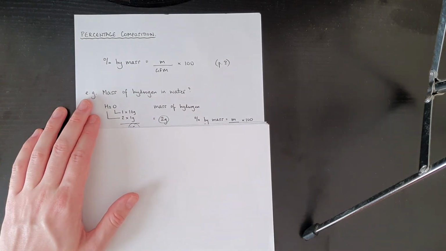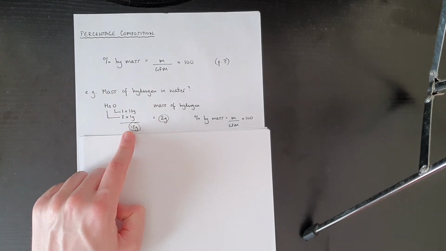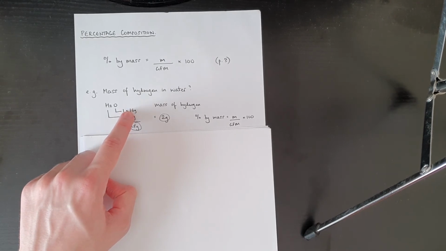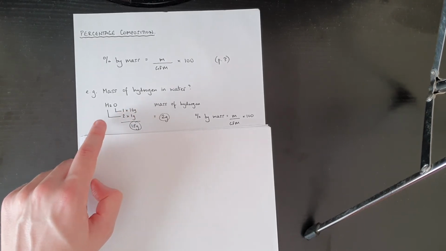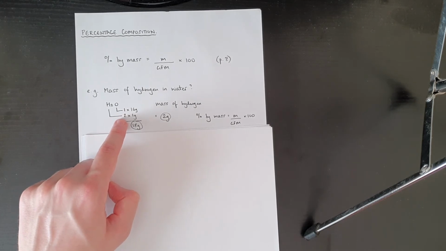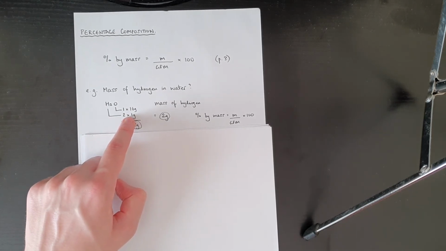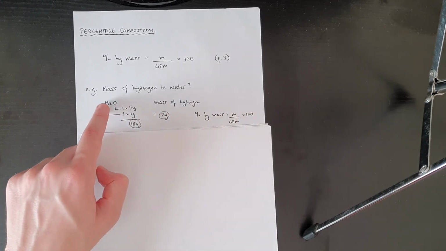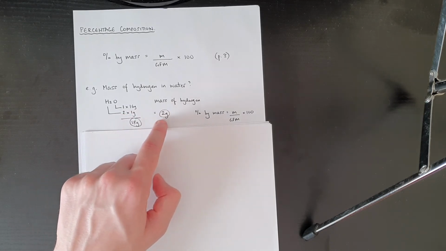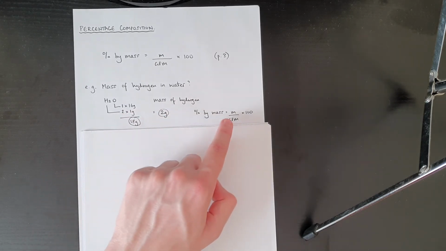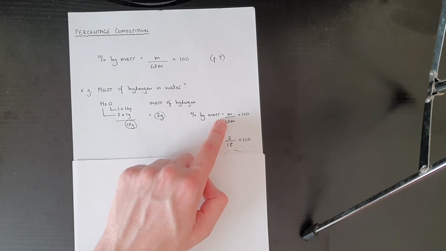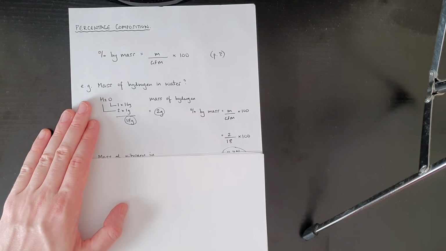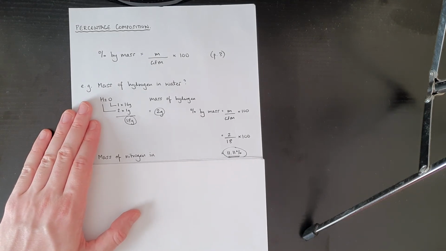So we take our gram formula mass, which we always find first. We have 1 oxygen times its relative atomic mass, which is 16 grams. You can find that in the data book too. Then hydrogen, of which we have 2 atoms, times 1, gives us 2 grams. The total is 18. The mass of hydrogen is all of the hydrogen in the compound, which is 2 grams. So using our formula, we have 2 grams divided by 18 grams times 100. Put that into the calculator and that gives us 11.11%.